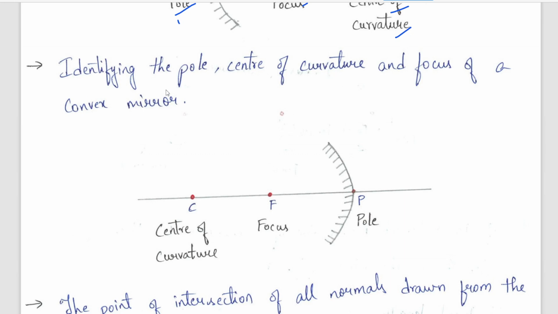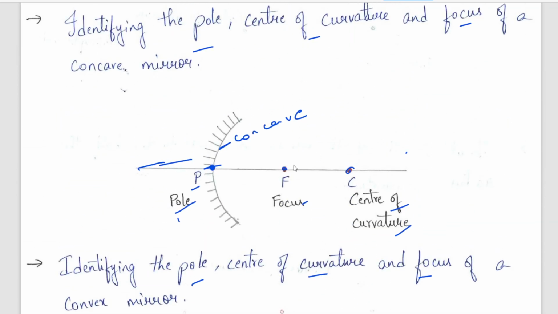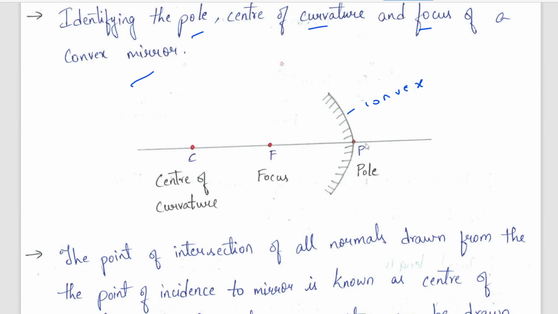And next we are identifying the pole, center of curvature and focus for the convex mirror. So this is a convex mirror, and you can find the difference between a concave mirror and a convex mirror. Same as that, a principal axis is passing through the mirror, and the point where the principal axis and the mirror meet is called the pole and it is denoted by the letter P. After that we are locating a point F, that is focus, and then a point C, that is center of curvature.